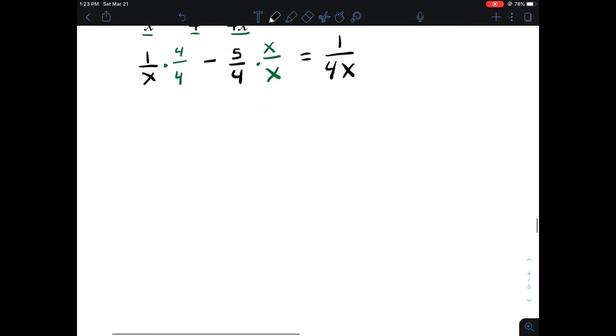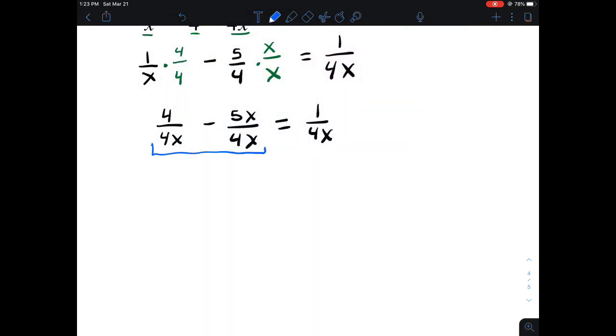So now we do the multiplication. So I multiply fractions top times top, bottom times bottom. So I have 4 over 4x minus 5x divided by 4x equals 1 over 4x. Now I don't want to cancel anything out here because it would just take me right back to where I started. I want to now put together the two fractions on the left-hand side because they already have common denominators. When I do that, I have 4 minus 5x divided by 4x equals 1 over 4x.